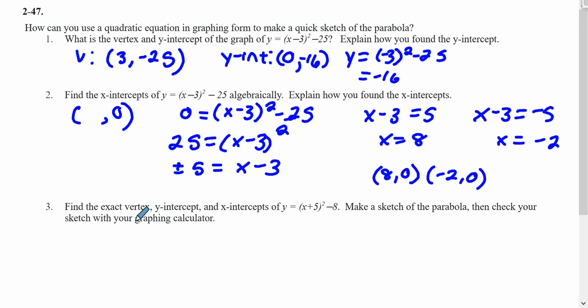And then the last part. In this new equation, I want to find the vertex, y-intercept, and x-intercepts of this graphing form. So take a moment, go ahead and find the vertex, x-intercepts, and y-intercept.